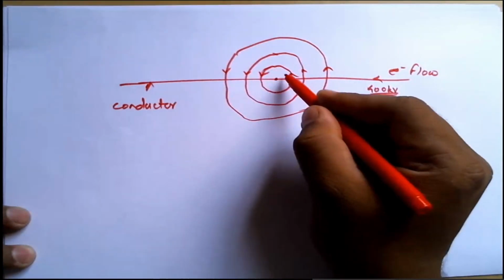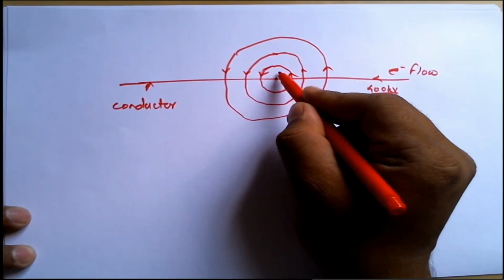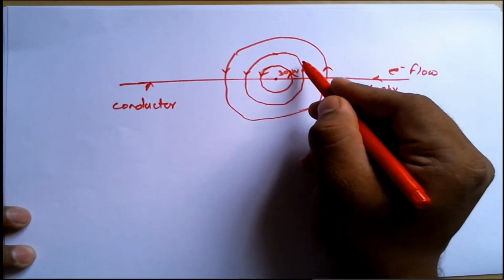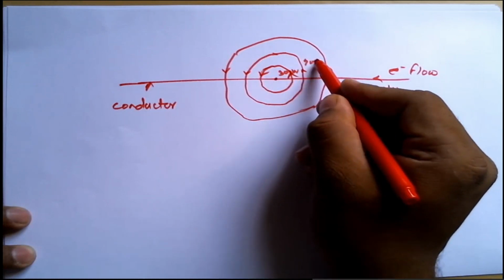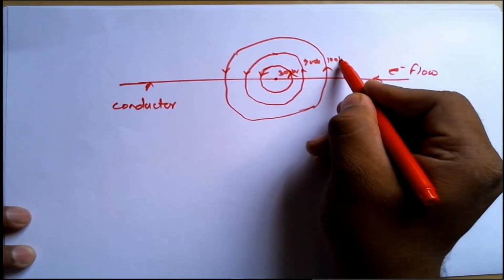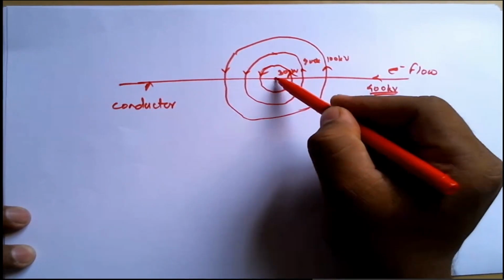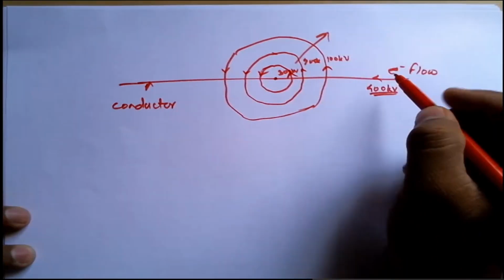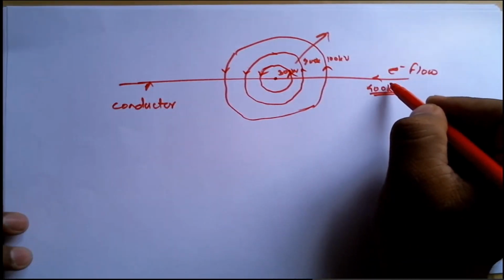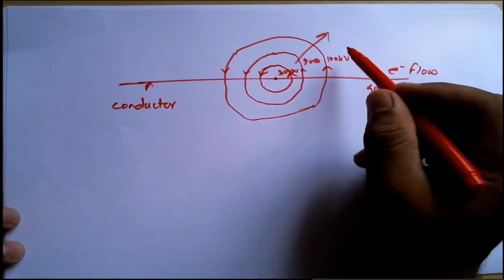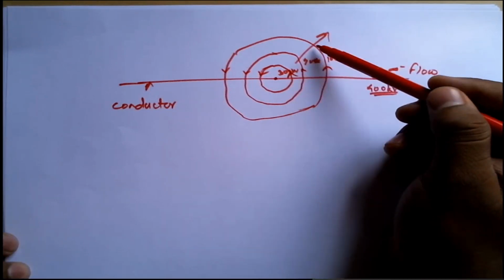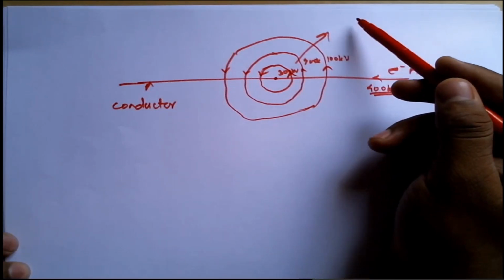So near the conductor the electrostatic field is, let us suppose, 300 kV, and as we go away it will be 200, then 100 kV. So whenever we move away from the conductor, this voltage gradient decreases. The farther we go from the conductor, the electrostatic voltage gradient is going to decrease.